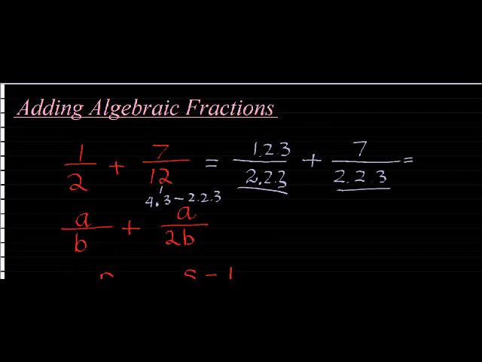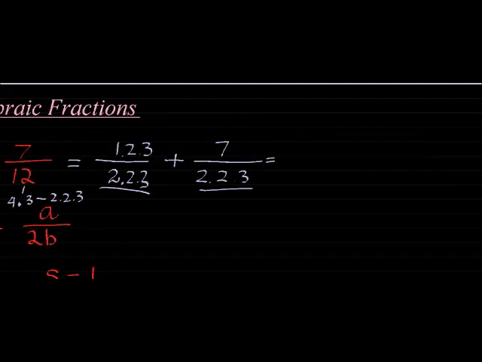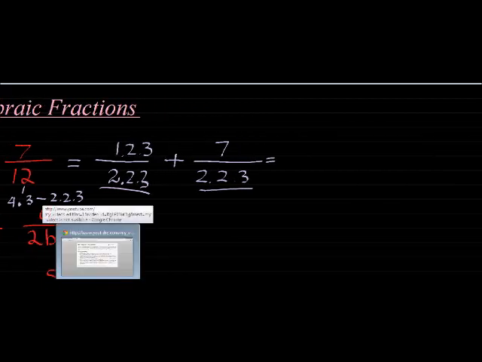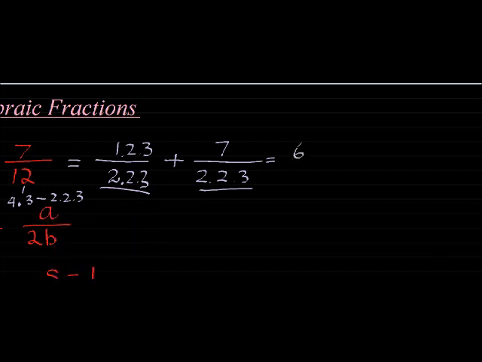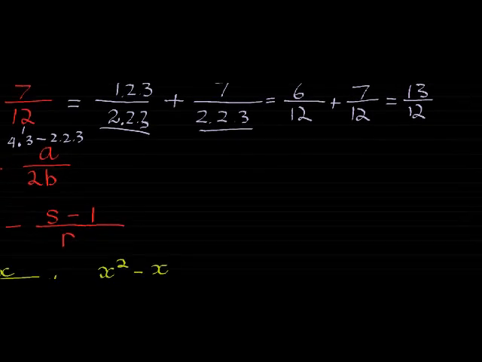Okay. And now I see that a half would actually be the same as 6 over 12, plus 7 over 12, which gives me a total of 13 over 12. So 6 twelfths, that's a half, we know that, plus 7 twelfths would give me 13 twelfths.